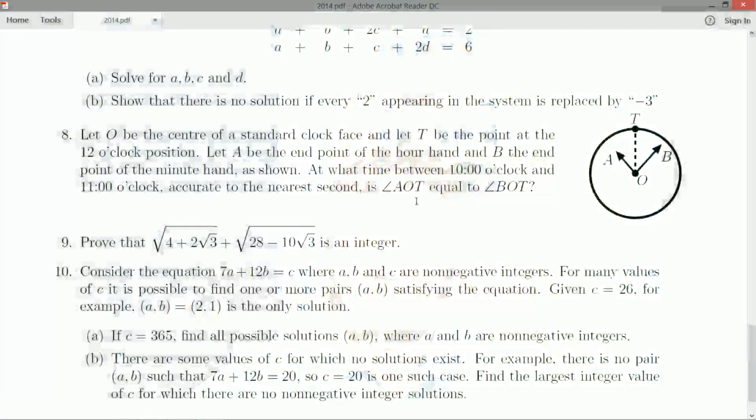So let's take a look. Question 9 has a very simple looking statement. Prove that the square root of 4 plus 2 root 3 plus the square root of 28 minus 10 root 3 is an integer. Okay, now I don't like all these square roots here. So if it turns out that this is an integer and I square everything, I should get a perfect square.